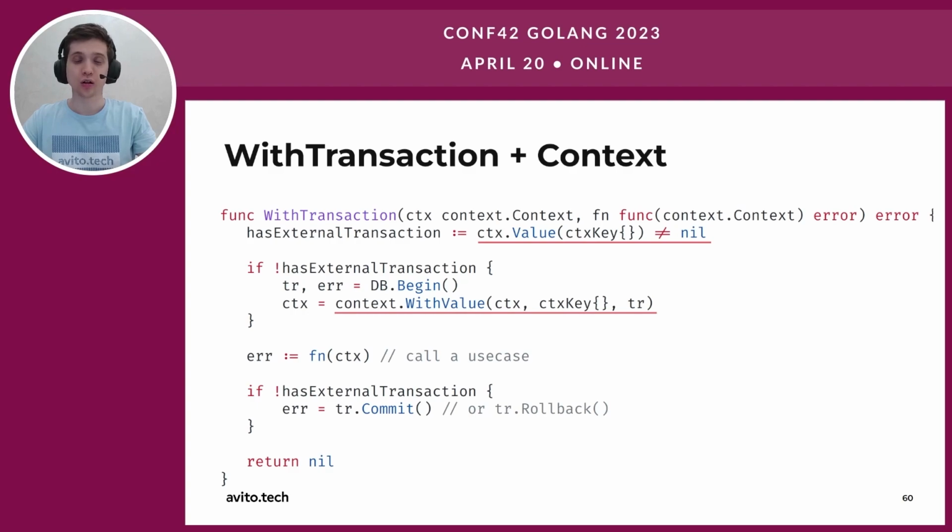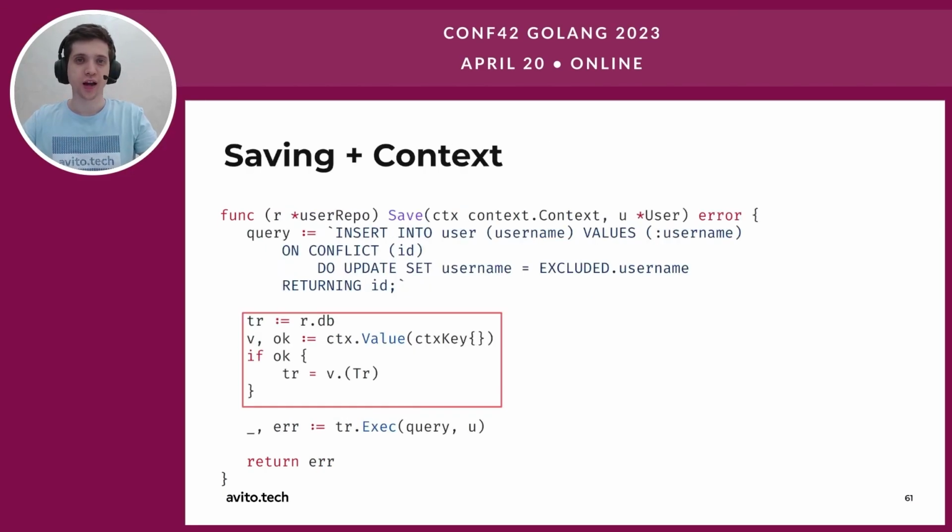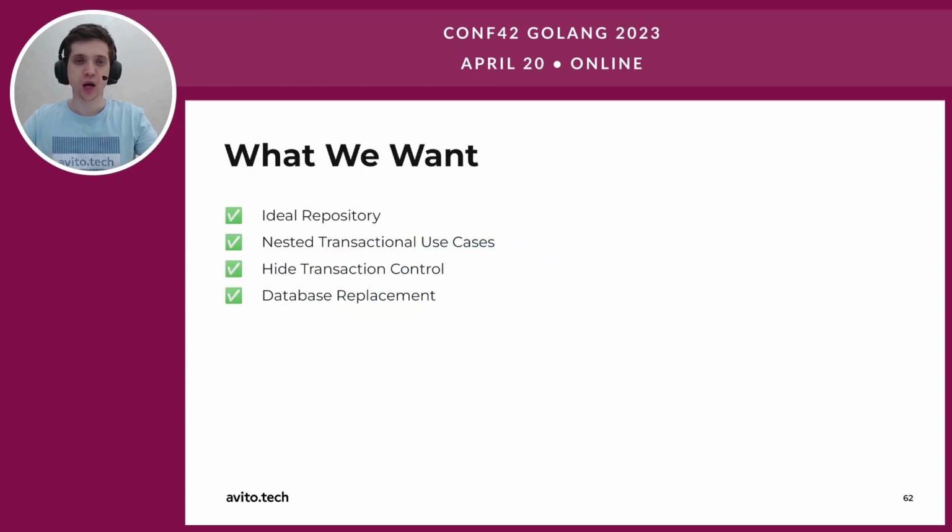Let's look at our closure. That's not so bad. We check for a transaction in the context. If there is none, we create and put a new transaction in the context. In the use case, we replace the transaction with a new context. Then we add getting a transaction from the context in the repository to work with the database. Also, we create a TR interface to replace the direct database connection with a transaction and vice versa.